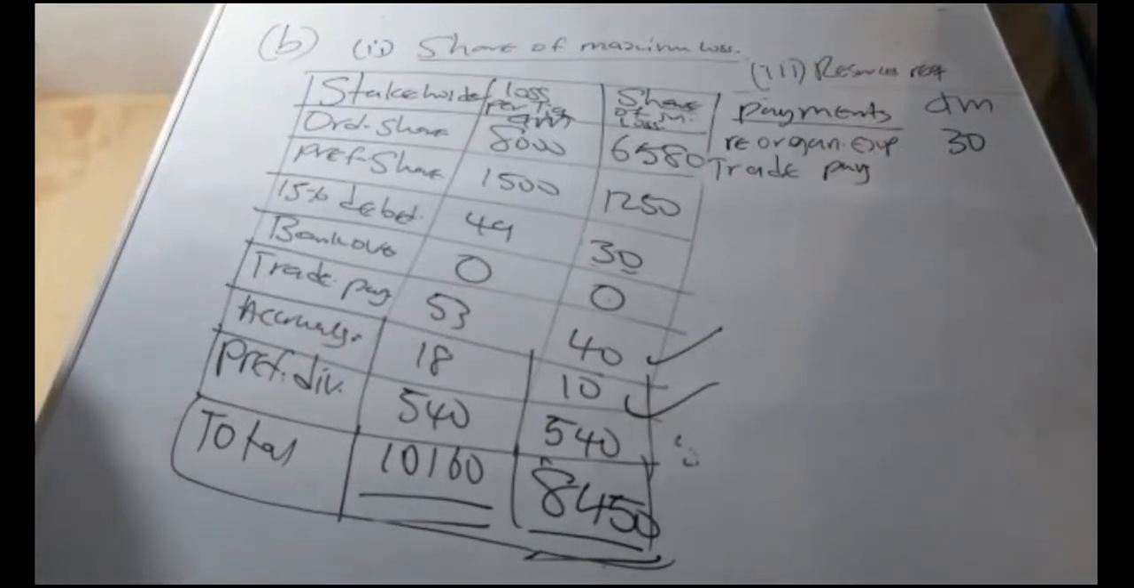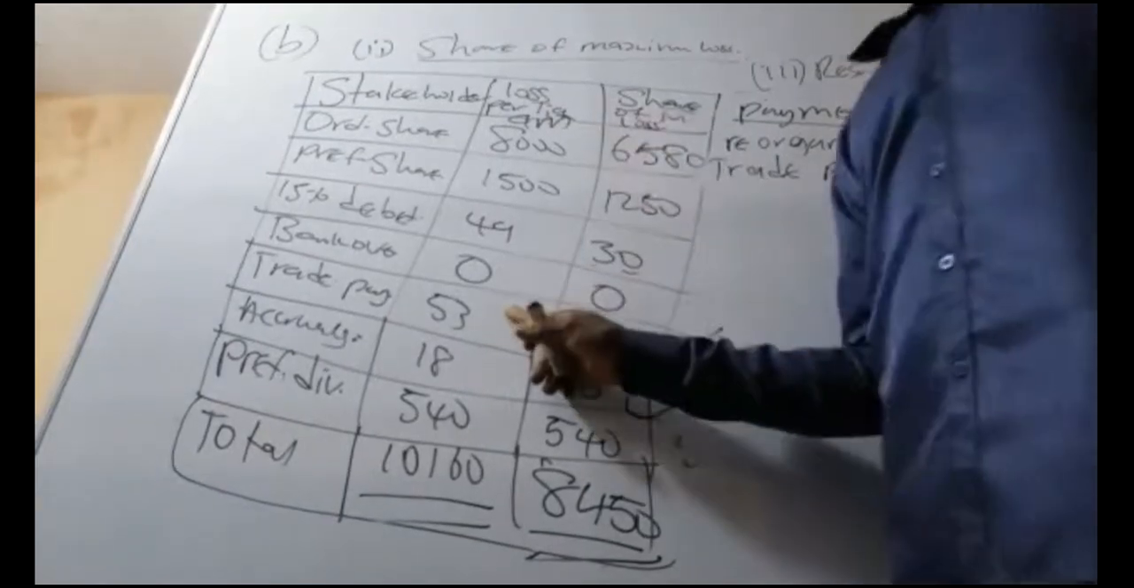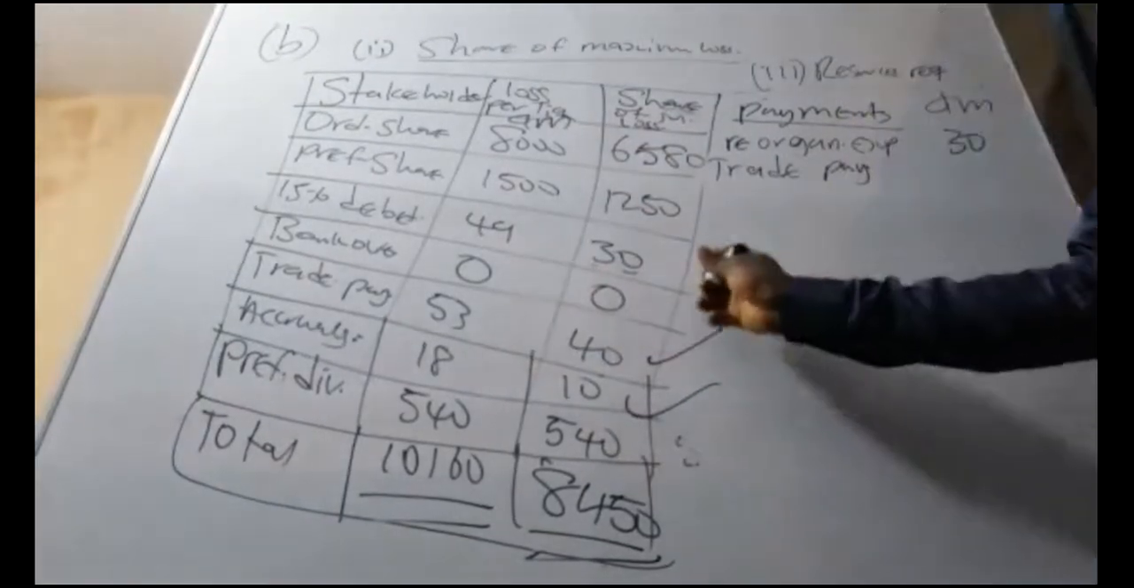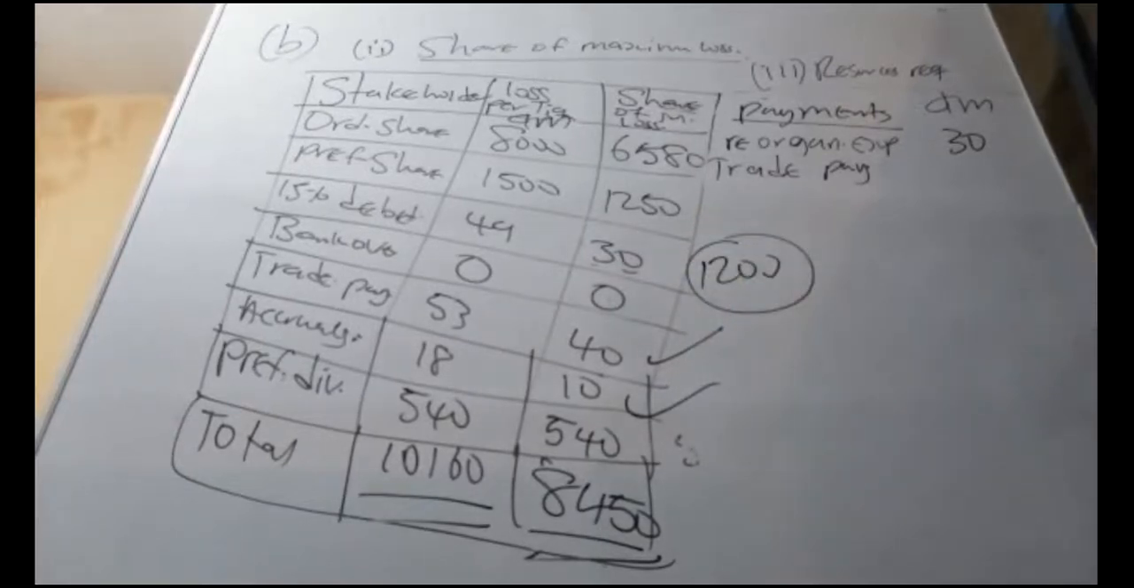How much should you pay them? The trade payable. 53? I disagree. What's the amount that we owe them? Trade payable is 1,200. This is the loss per liquidation. Trade payable is 1,200. Trade payable is what? 1,200. Agreed.